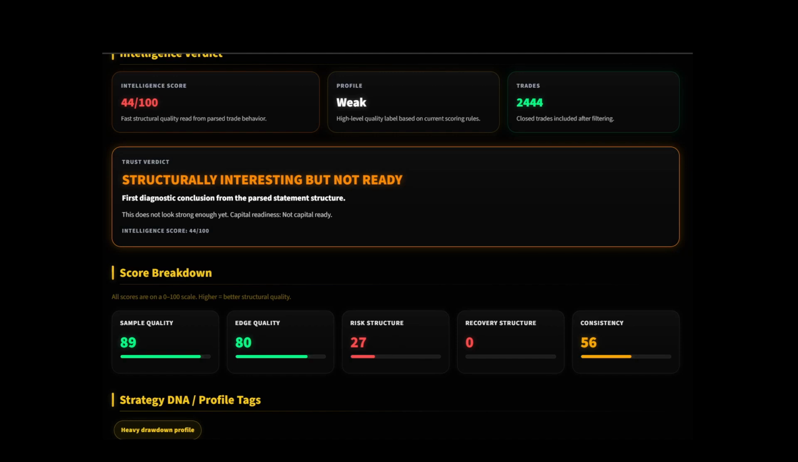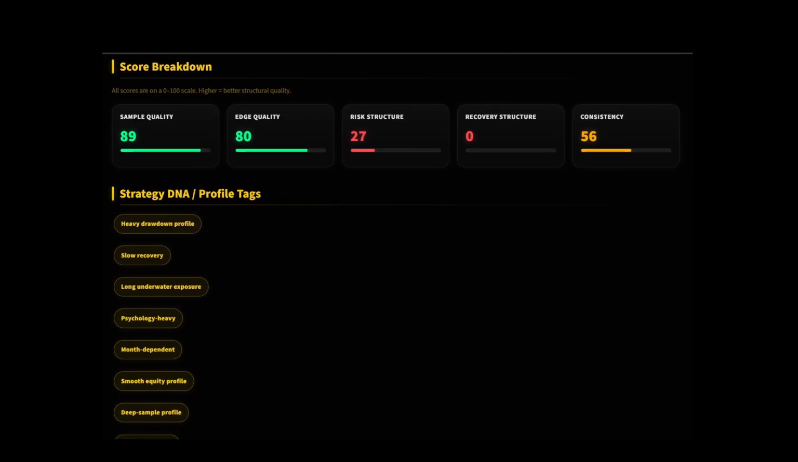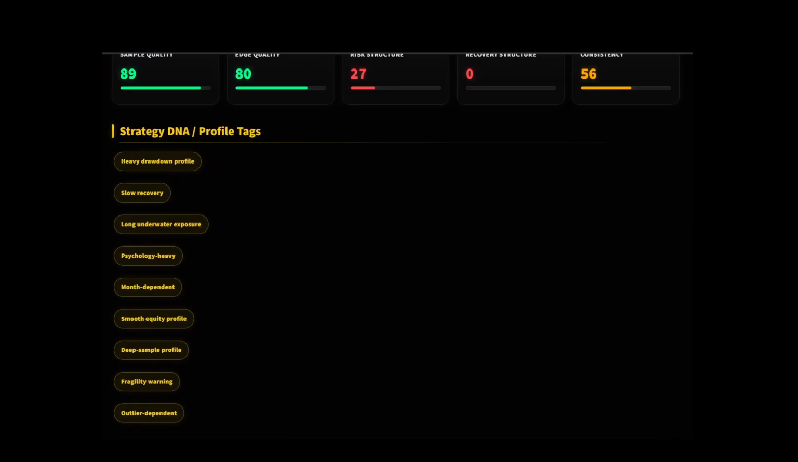Next, we get the strategy DNA and profile tags. These tags are basically a fast summary of the personality of the strategy. Instead of only looking at numbers, the report translates the behavior into readable labels. Here we can see things like heavy drawdown profile, slow recovery, long underwater exposure, psychology-heavy, month-dependent, smooth equity profile, deep sample profile, fragility warning, and outlier dependent.